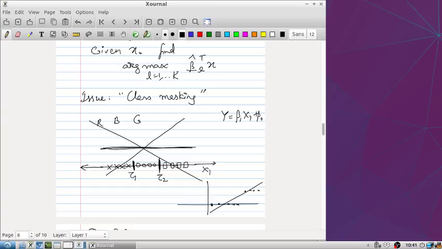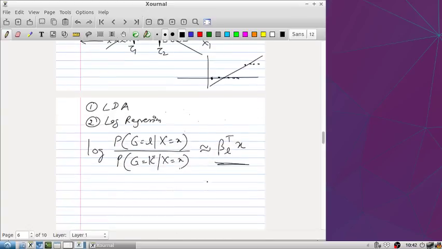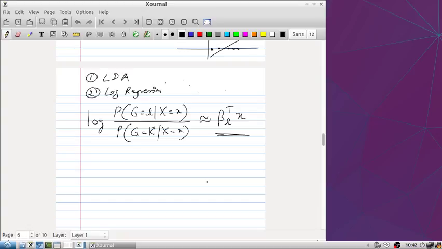Okay, so let's resume. Classification. We looked at how linear regression can be used for classification. I didn't mention one thing, but a linear regression based classification solution gives you linear decision boundaries. And you saw that.